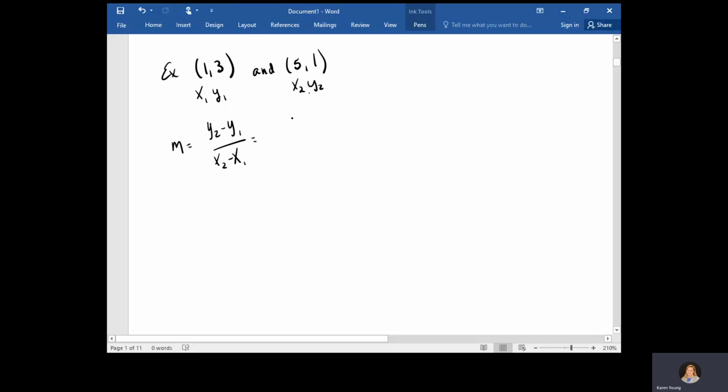So my y2 is 1, minus my y1, which is 3. x2 is 5, minus my x1, which is 1. 1 minus 3 is -2. 5 minus 1 is 4. I reduce that, and I get -1/2 for my slope. So that means that my slope is going down.